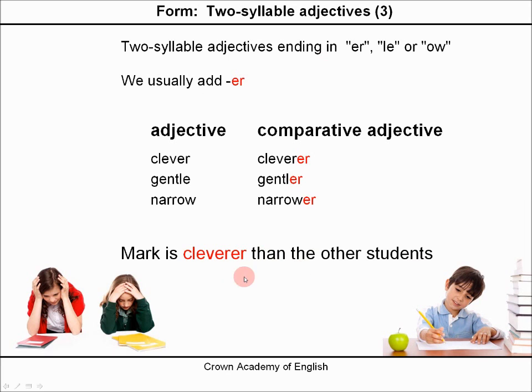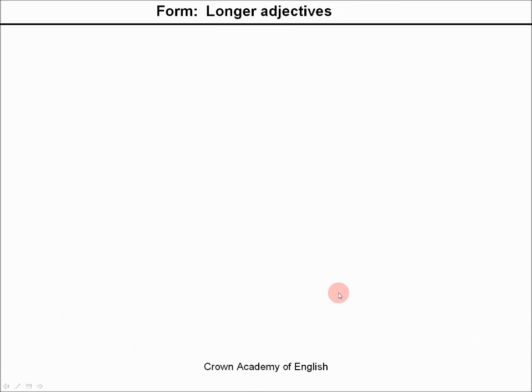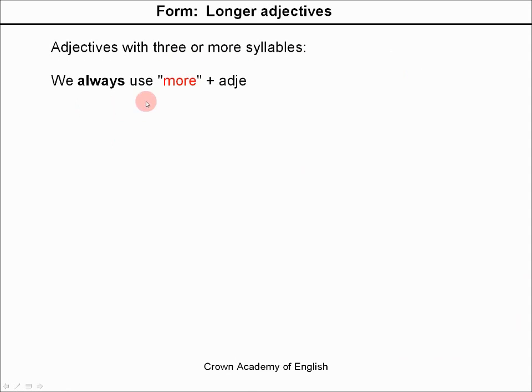Mark is cleverer than the other students. Cleverer. So clever is another word for intelligent. Intelligent. Okay? And for longer adjectives, so for adjectives with 3 or more syllables, then we always use more followed by the adjective.